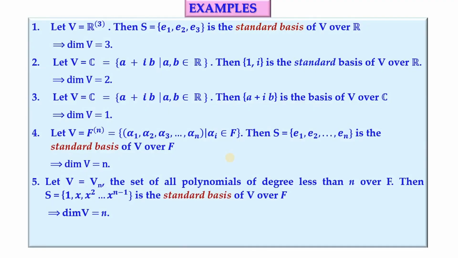And these two together, if we have for a set in V, then we call that a basis. So here we have a few examples of the standard basis in certain vector spaces. If we consider R3, then we are already familiar with E1, E2, E3. E1 is the ordered triplet 1, 0, 0, then 0, 1, 0, and this is 0, 0, 1. So that is the standard basis of V over R. So the dimension of V in this case, because the number of elements is 3, is 3.